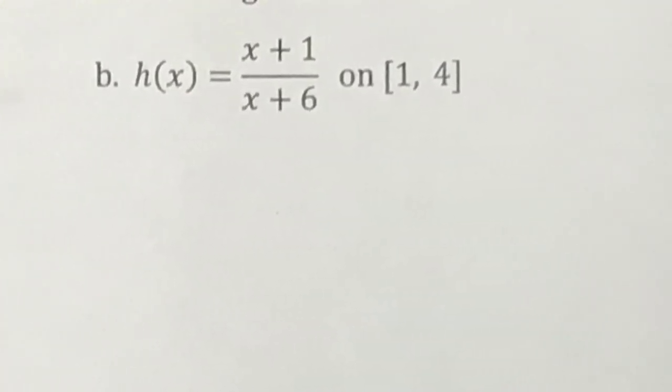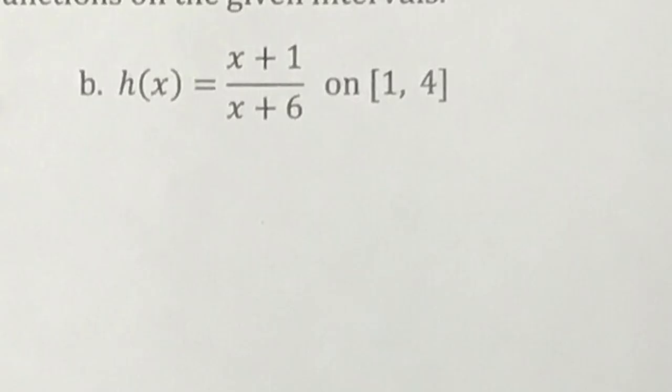Okay, so now we're looking at this h function and we want to know what is the average rate of change from +1 to +4. So there's your x1 and your x2. So once again we have to calculate y1 and y2. I guess we can do y1 first. It doesn't really matter which one you do. But if x1 is 1, we're going to calculate h of 1.